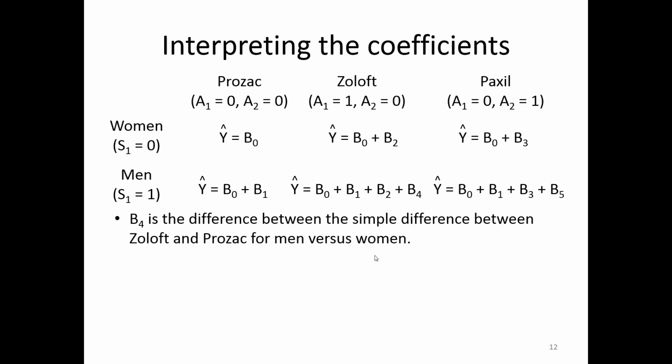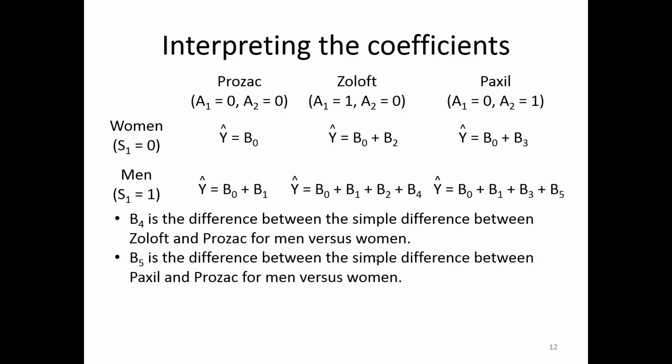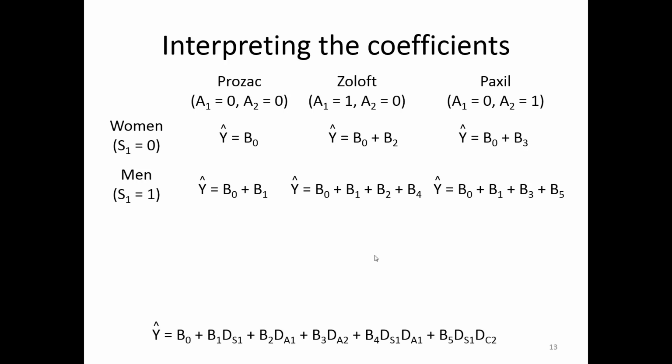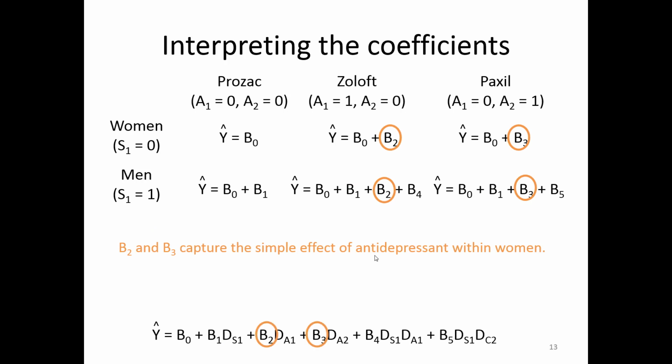And then B4 is the simple difference between Zoloft and Prozac for men versus women. And then B5 is the simple difference between Paxil and Prozac for men versus women. Okay, so B1 captures the simple effect of sex within Prozac. B2 and B3 capture the simple effect of antidepressant within just women.